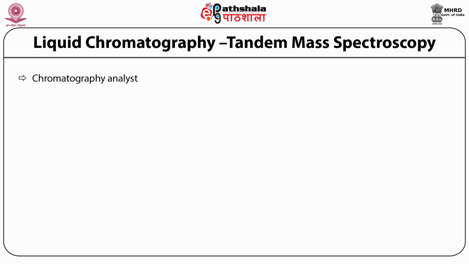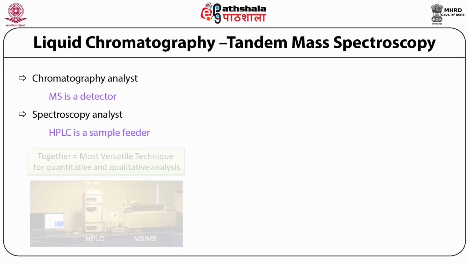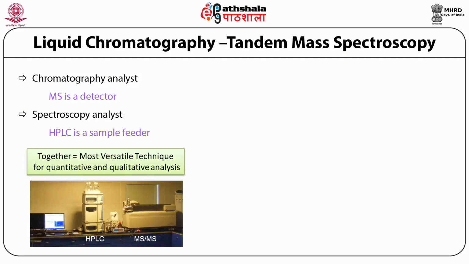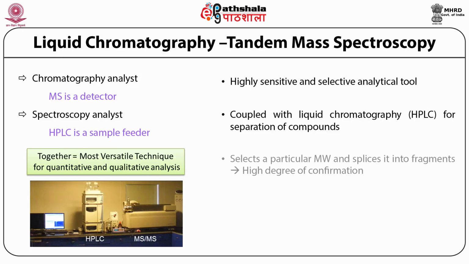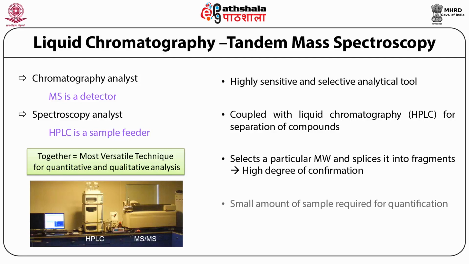For a chromatography analyst, mass spectroscopy is a detector, but for a spectroscopy analyst, HPLC is a sample feeder. So here, the HPLC is used for separating the compounds and mass is used to detect the compounds. Together it's a most versatile technique for quantitative and qualitative analysis of samples. It is a highly sensitive and selective analytical tool when coupled with liquid chromatography for separation of compounds. It selects a particular molecular weight and splits it into fragments, which gives a high degree of confirmation, and this also allows us to go with a very small amount of sample, and it is considered a gold standard for quantitative analysis.